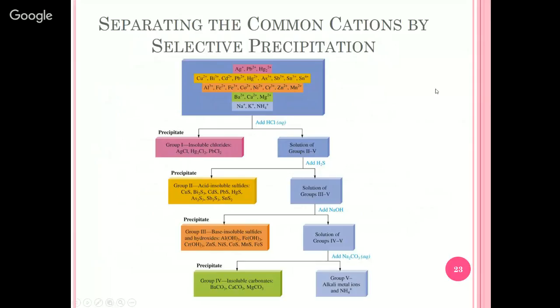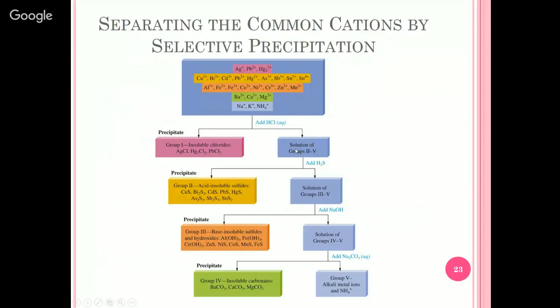So here is a flow chart of how we can precipitate out specific ions. Silver chloride, mercury chloride, lead chloride, these all react with the chloride ions. This is how we can precipitate out what we call group 1, the insoluble chlorides. These are all ions that could be present in a water sample. By adding our HCl, that leaves all of these other ions in solution.